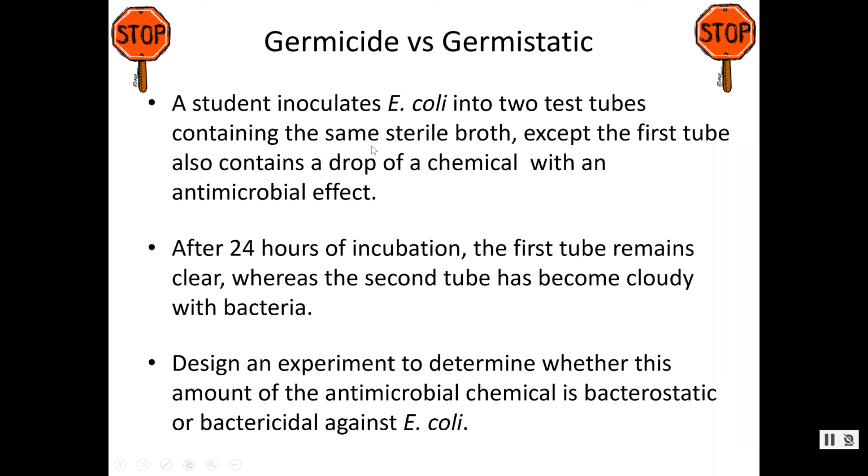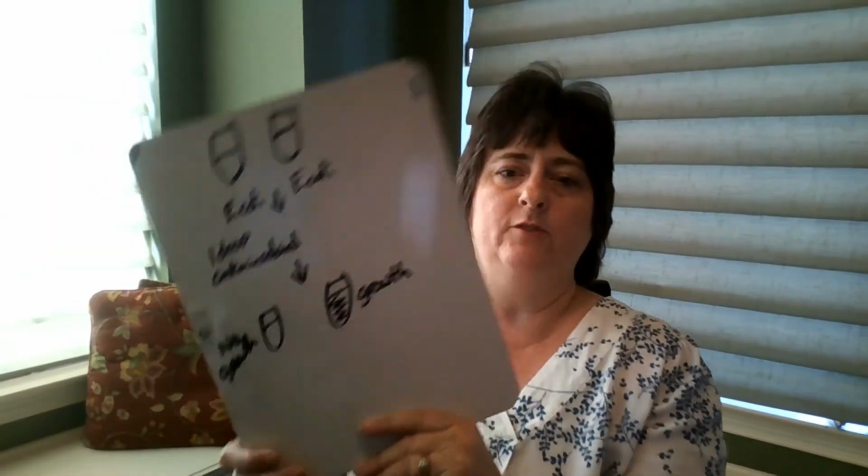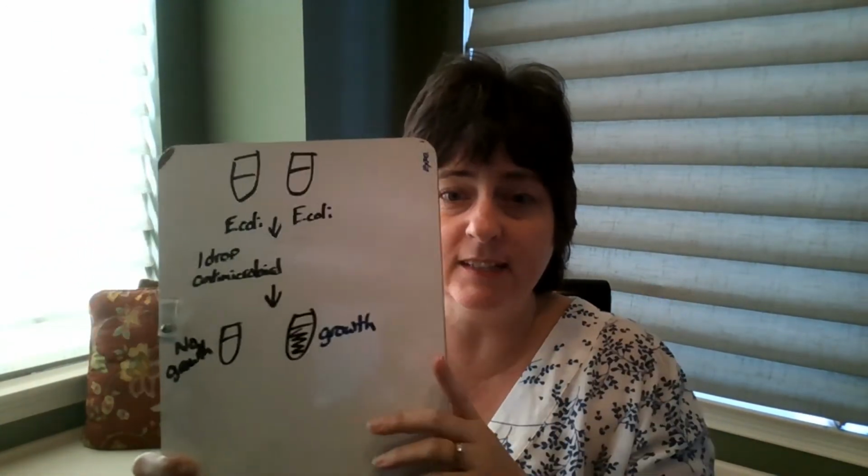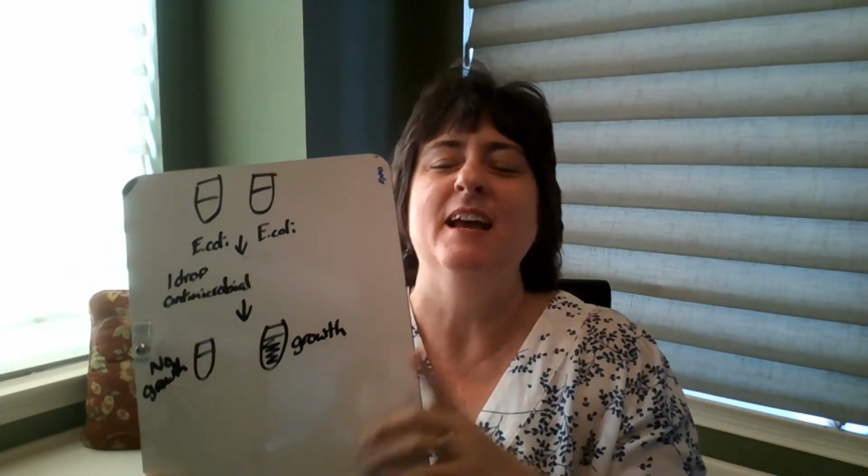We're going to inoculate E. coli in 2 test tubes. I actually have this kind of written out. I've tried the whiteboard on the computer, and my drawing skills are not very good, so I'm just going to hold this up and see if that helps you. But how does this work?